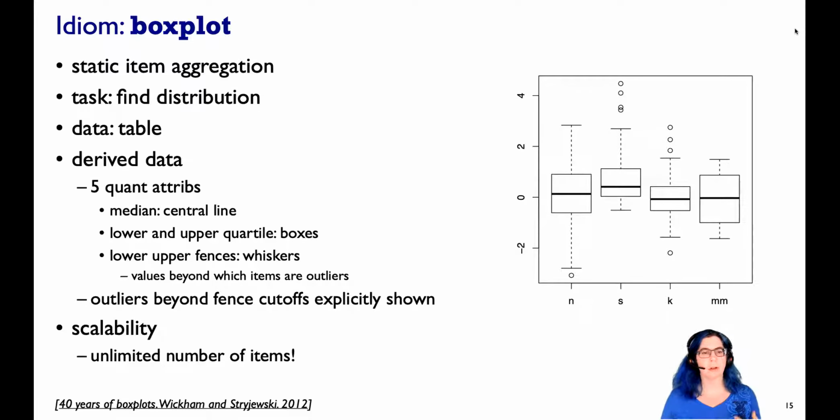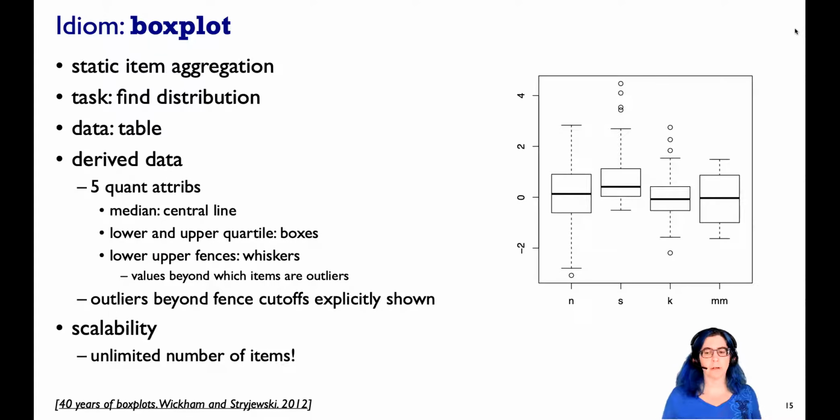We have only 5 quantitative attributes: the median, the upper and lower quartile, and the fences, to make these things that look like whiskers. Sometimes a box plot is called a box and whisker plot. And then we also explicitly show the outliers according to some criterion. The key thing to notice is the scalability is enormous. You could have 100 items or 1,000,000 items in your base table, and the number of pixels you would need to show this is invariant. So it's highly scalable. Of course, a great deal is getting aggregated out.